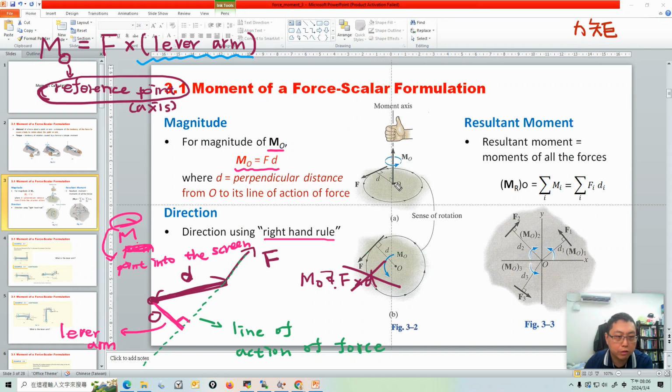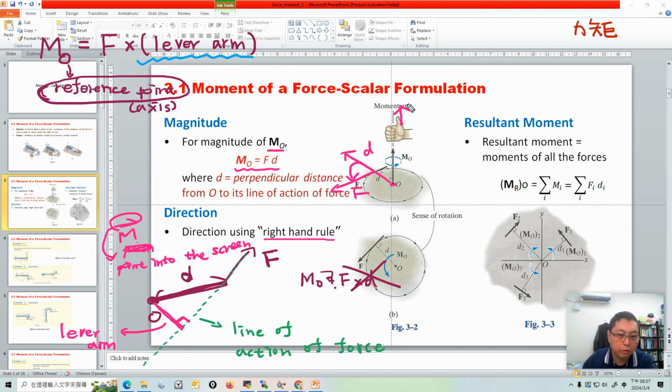For example, D points from the reference point O in this direction, and F is here. If you look at the screen, D cross F, and your thumb points up. F times D is the magnitude of the moment, and its direction is pointing up.